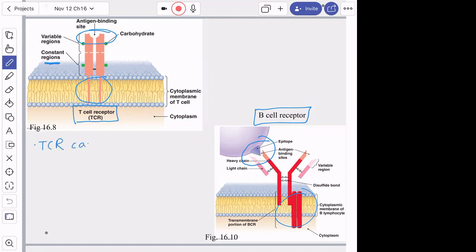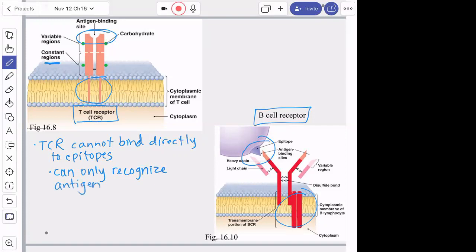T cell receptors cannot bind directly to epitopes. They can only recognize antigen when it's presented by MHC proteins. So B cells can recognize antigen on their own. T cells have to have it presented to them in a certain way, and our body's mechanism for that is with these MHC glycoproteins. So we need to talk about what these MHC glycoproteins are.